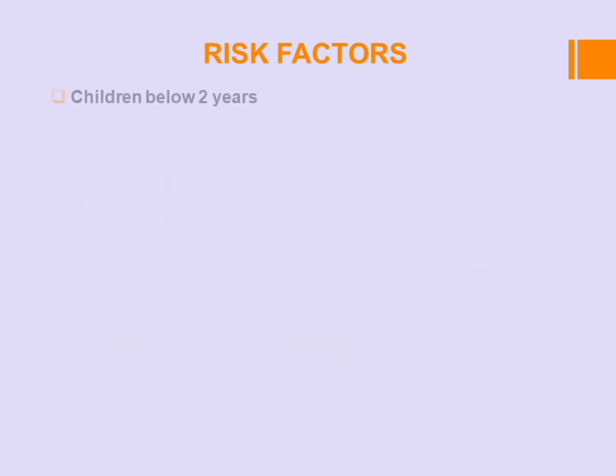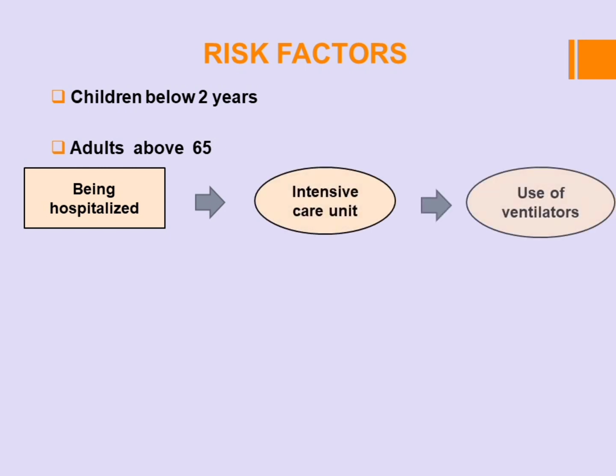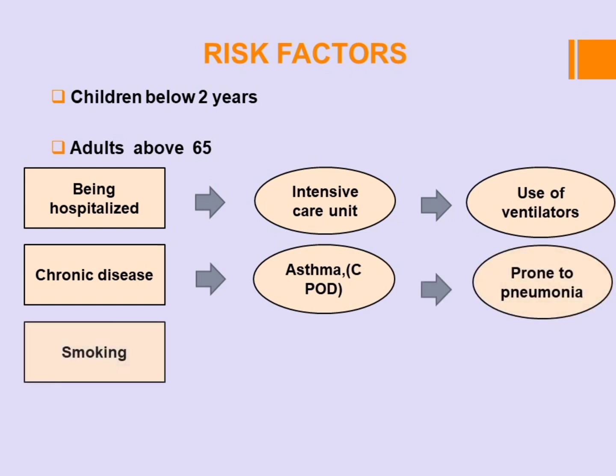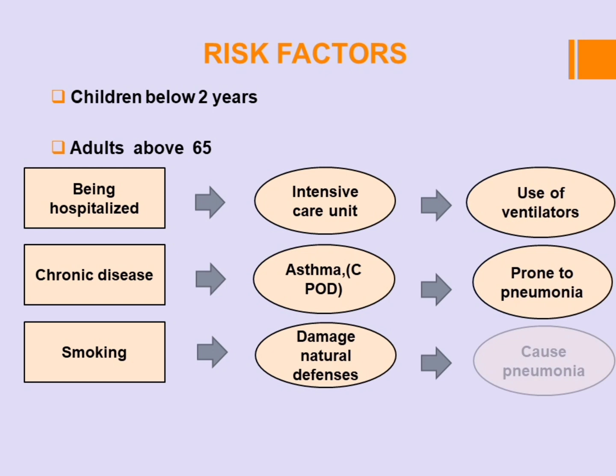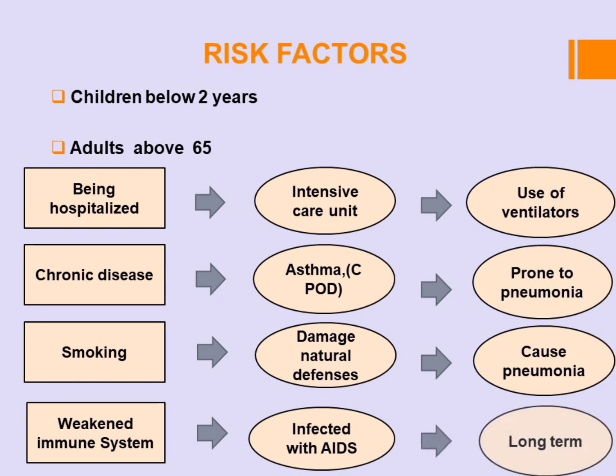Risk factors: children of age 2 or below and adults of age 65 or above are at high risk of getting pneumonia. Greater risk of pneumonia is in hospital intensive care units, especially with the use of a ventilator. Patients with asthma, chronic obstructive pulmonary disease, or heart disease are more prone to pneumonia. Smoking damages the body's natural defenses against the bacteria and viruses that cause pneumonia. People infected with HIV, who had an organ transplant, or received chemotherapy or long-term steroids are at higher risk.